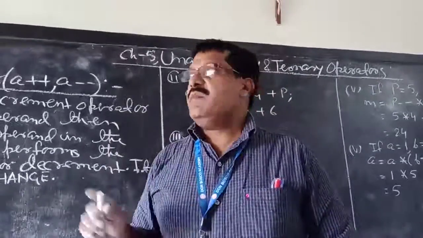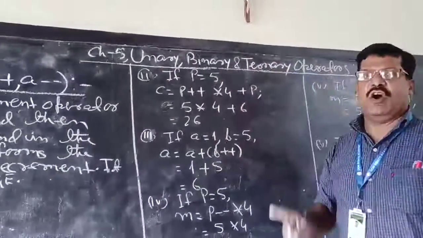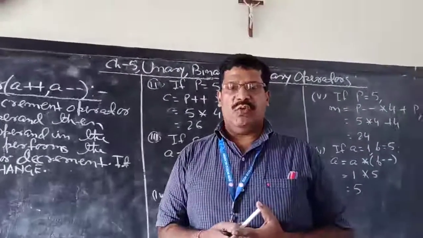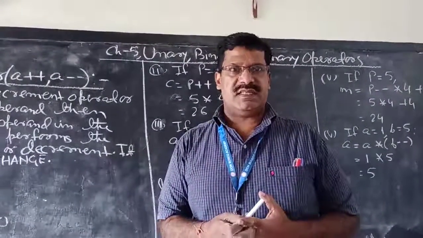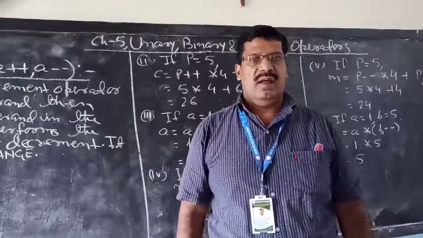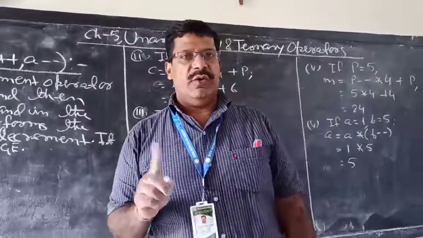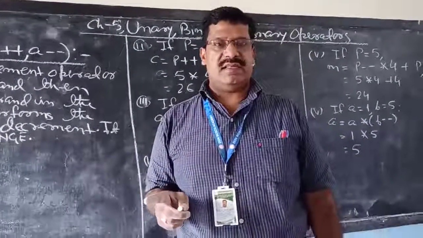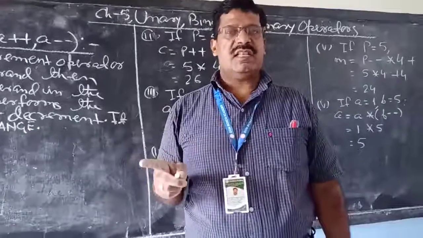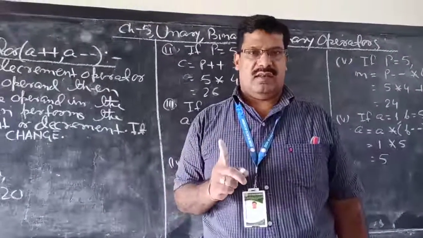In chapter 5, unary, binary and ternary operator, till now we have learned unary increment operator plus plus, which is used to increase the value of a variable by 1. Then we have discussed unary decrement operator minus minus, which is used to decrease the value of a variable by 1.